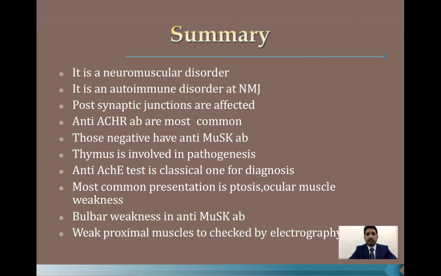To summarize, myasthenia gravis is a neuromuscular junction disorder which manifests itself in the form of weakness and fatigability. This weakness and fatigability is because of delayed or suboptimal neuromuscular transmission, which is produced by the blockage of the neuromuscular junction by anti-acetylcholine receptor antibodies. The thymus is hypothesized to be involved in this process.